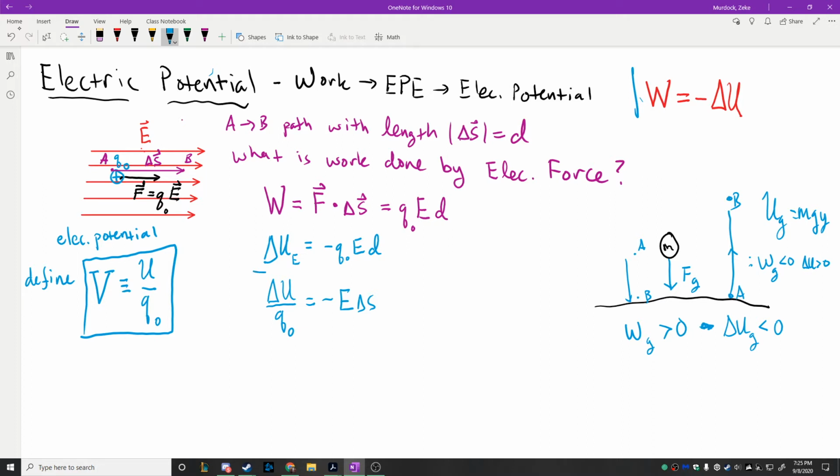Electric potential energy is this thing. This is what we call electric potential energy. When you drop the word energy, you just get electric potential. That's this one. So try not to confuse these too much. But given that, I can now define the change in electric potential, in the scenario that we put right here, to be equal to negative E times delta S.